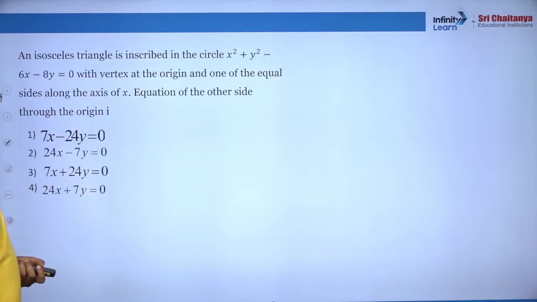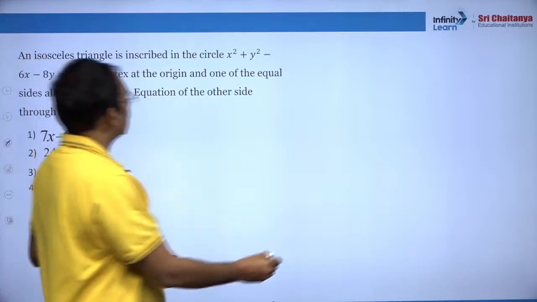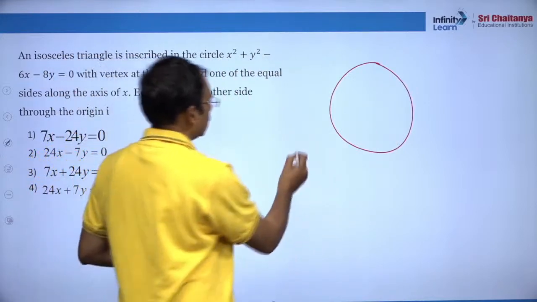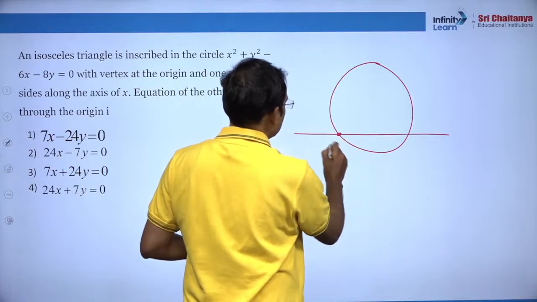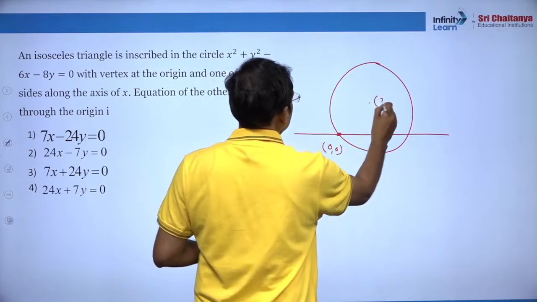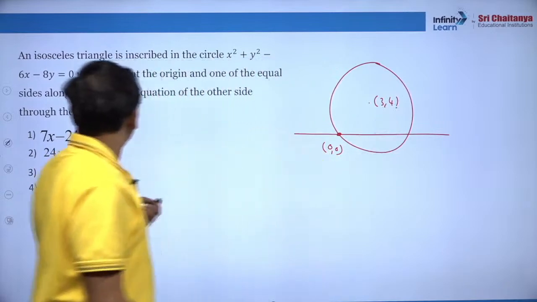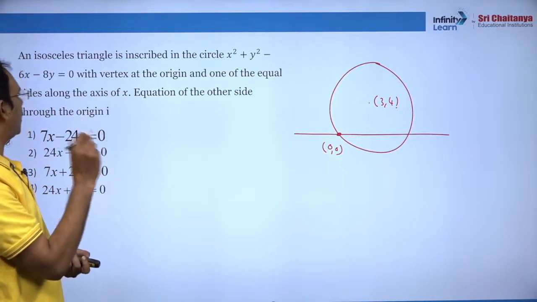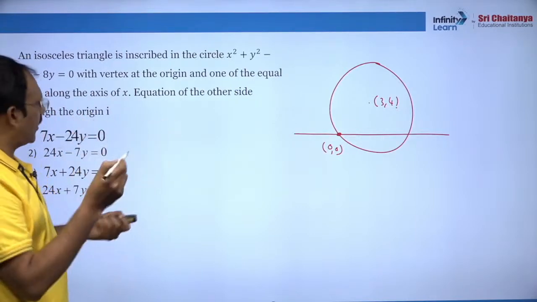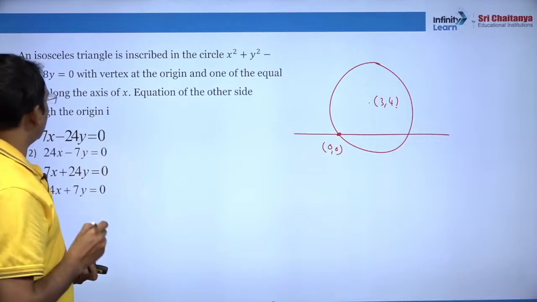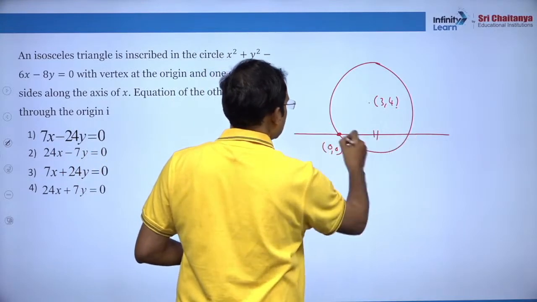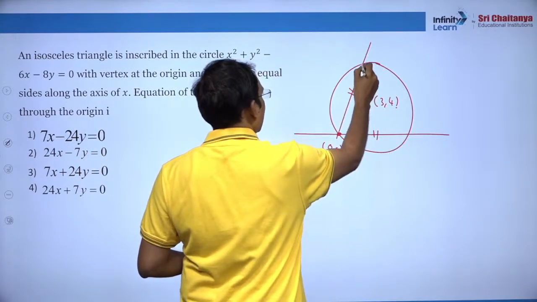That is it. Next my dear friends, an isosceles triangle is inscribed in a circle. You see, this is a circle with center (3, 4) passing through the origin. So, this is (0, 0), I can say center is (3, 4), and with vertex at the origin, an isosceles triangle is inscribed in this, and one of the equal sides is along the axis of x. This is an equal side friends, you know. So, the other equal side would be this side.